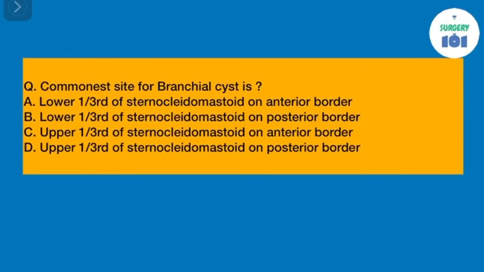So what is the commonest site for the branchial cyst? What do you think, guys? Is it the lower one-third of the sternocleidomastoid muscle on the anterior border, lower one-third of the sternocleidomastoid on the posterior border, upper one-third of the sternocleidomastoid along the anterior border, or upper one-third on the posterior border? So if at all you say that, you know what, the answer over here is option number C, you're absolutely correct. So what you need to understand is that there are two things.